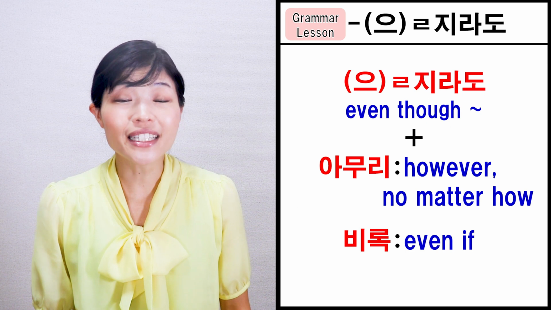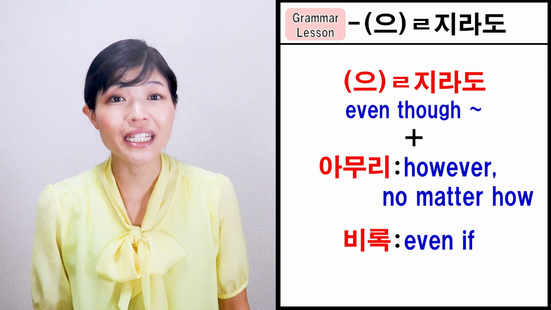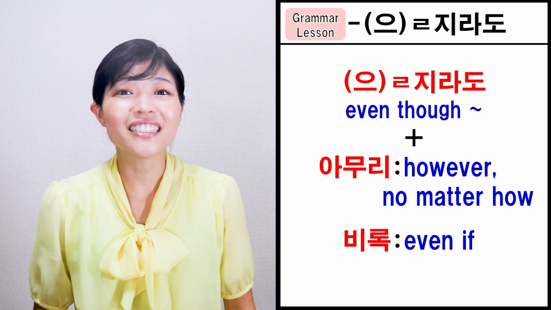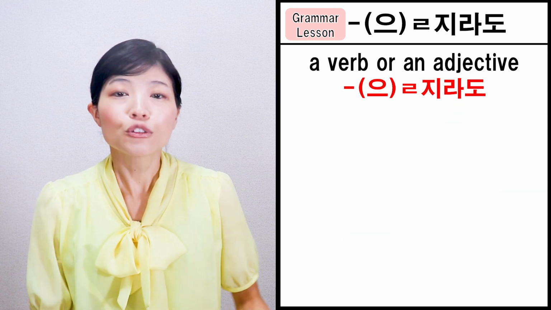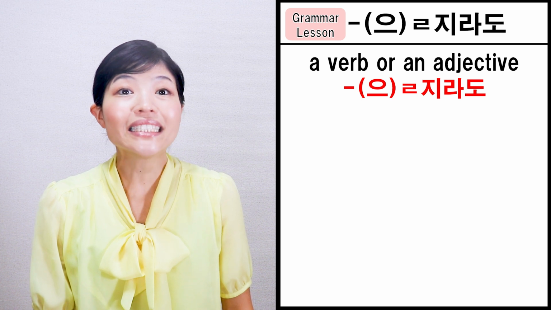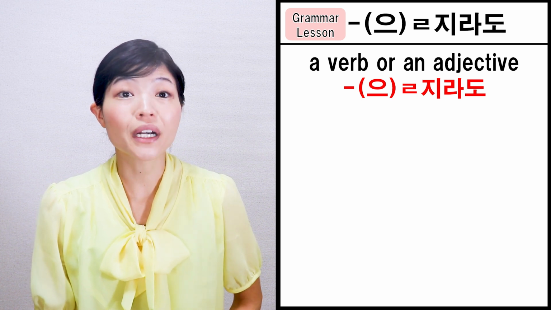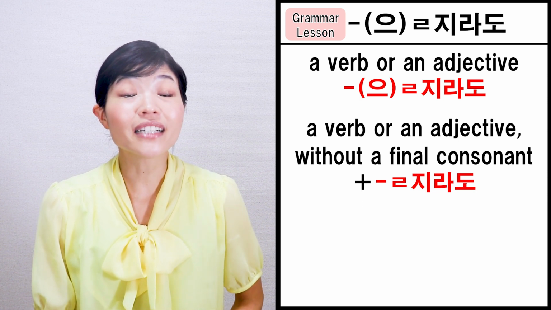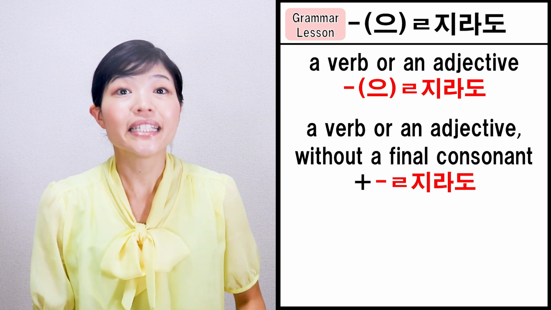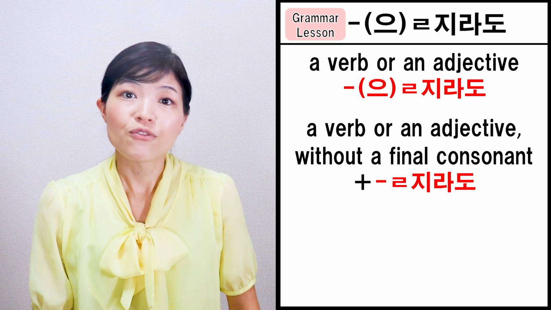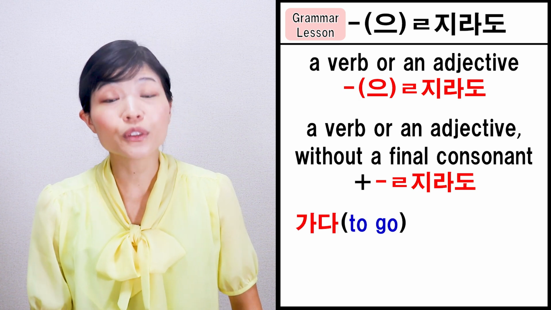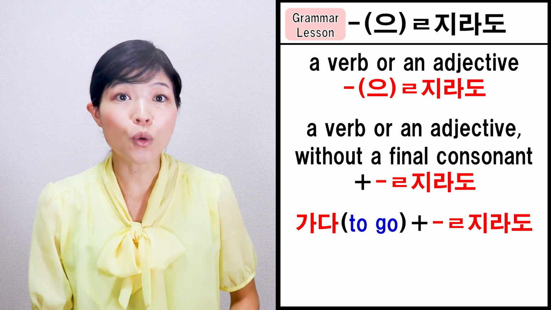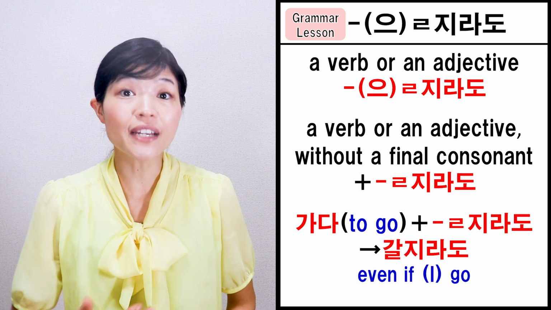Okay? You often use this grammar together with 아무리, however, or 비록, even if, before saying 을지라도, even though. To apply this grammar, you add 을지라도 to a verb or an adjective. For a verb or an adjective which does not have a final consonant, you attach ㄹ지라도 to the stem. For example, 가다, to go, does not have a final consonant. So you attach ㄹ지라도 to make 갈지라도, even if I go.